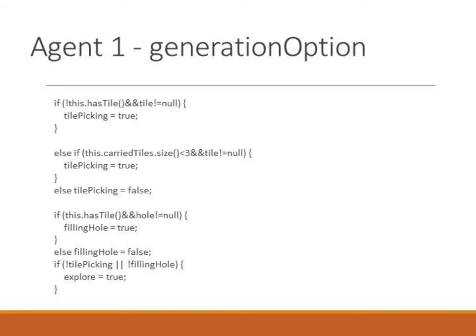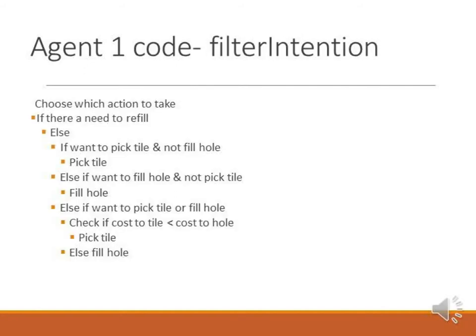So first, how it generates options. Agent 1 has a couple of steps. It decides whether it has a tile or whether there is a nearby hole. If there is a tile and there's a hole, it will go and fill up the hole. Whereas if there is no tile, it will prioritize picking up a tile. After it decides its option, it goes on to filter its intention to check it out.